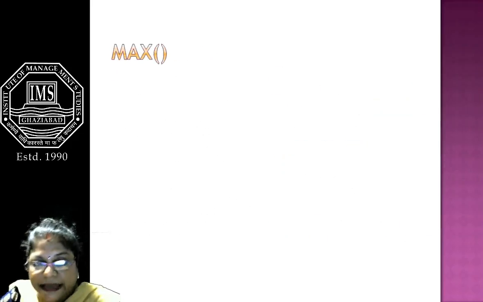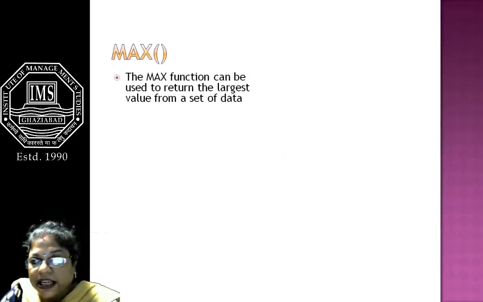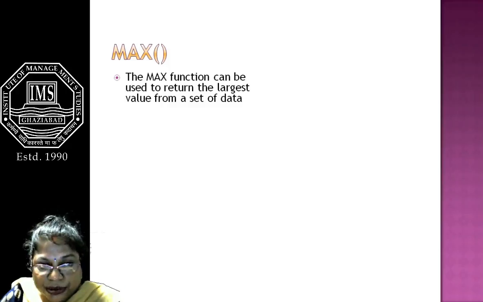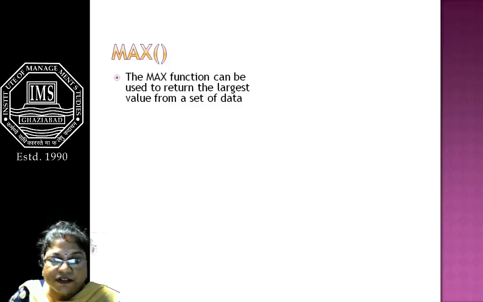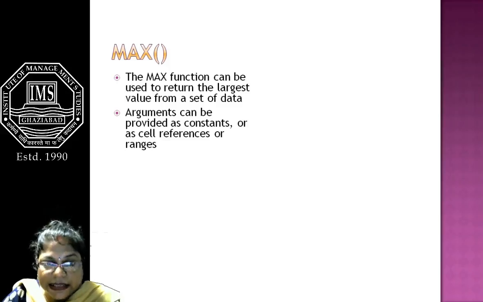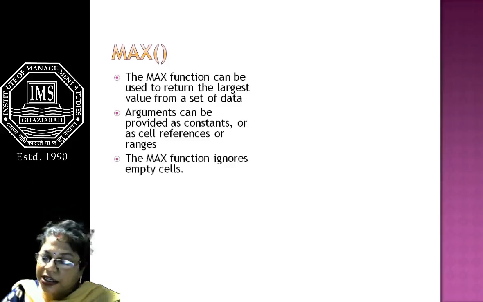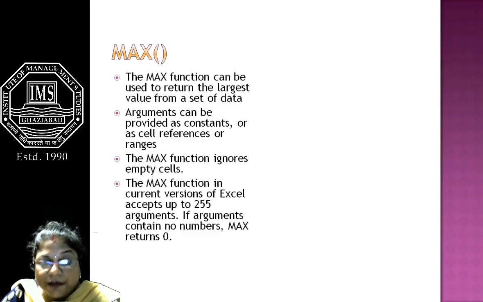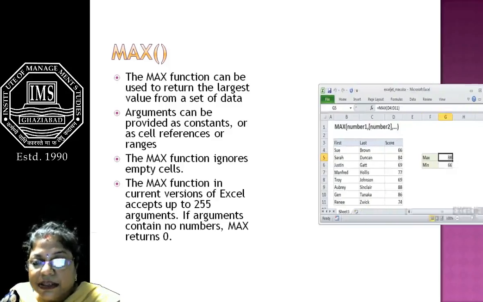Next function is max. Max, as the name shows, is going to give the maximum value in the range of values, the maximum or largest value among the set of values. Arguments can be provided as constants, cell references, or ranges. The max function again ignores the empty cells in between. The max function in the current version of Excel accepts up to 255 arguments. If nothing has been provided as an argument, then max is going to return the value 0.